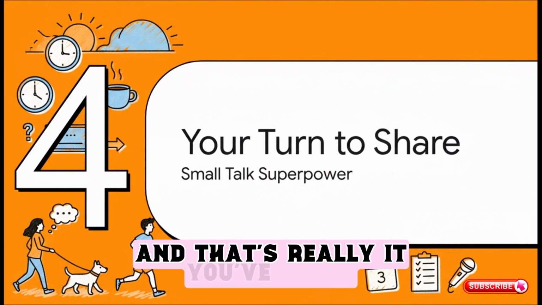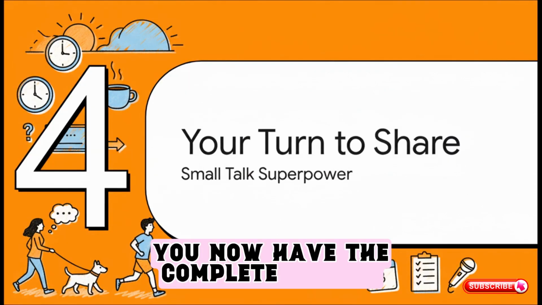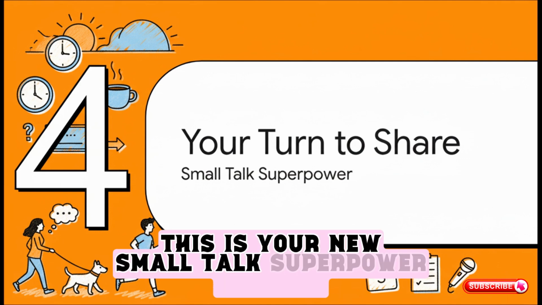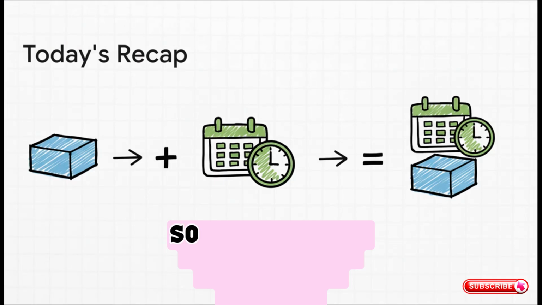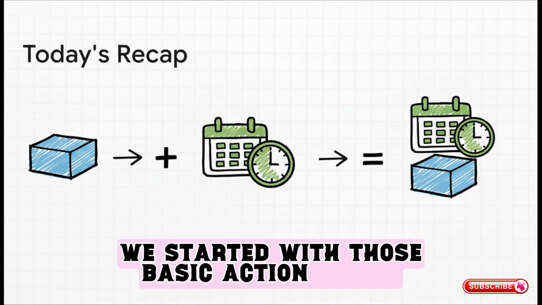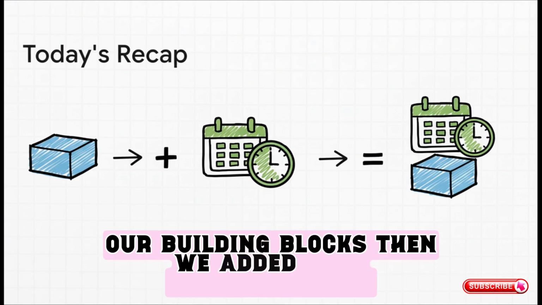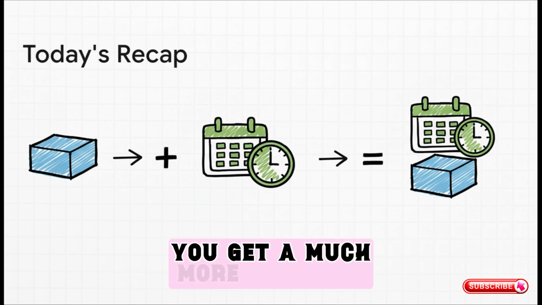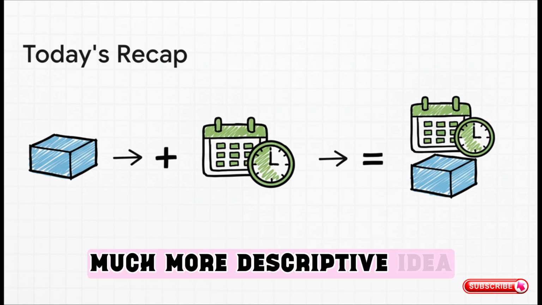And that's really it. You've got it. You now have the complete toolkit to talk about your daily life. This is your new small talk superpower for real. So let's just do a quick recap of what we did here. We started with those basic action words, our building blocks. Then we added that time signature, our adverbs. And when you put them together, you get a much more complete, much more descriptive idea.